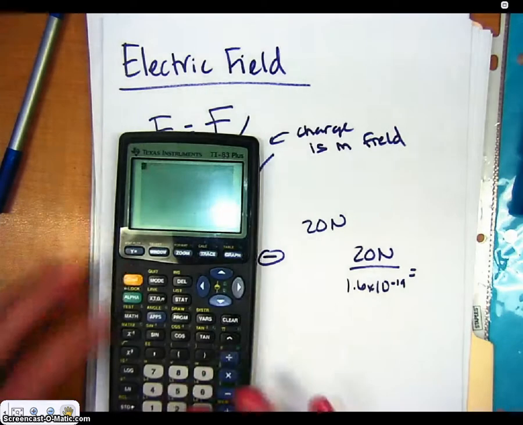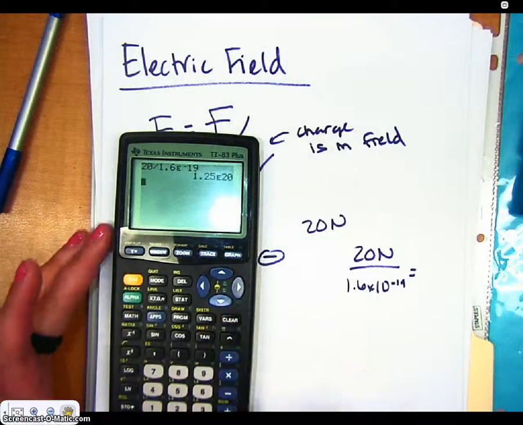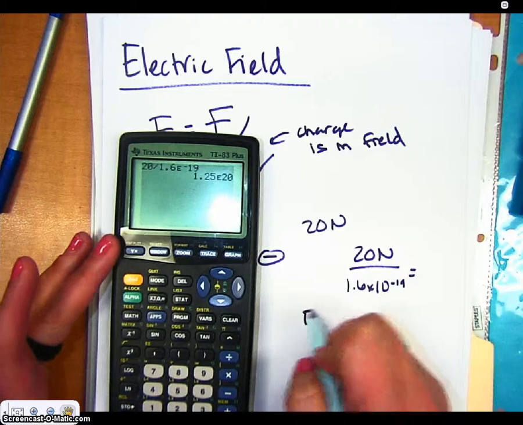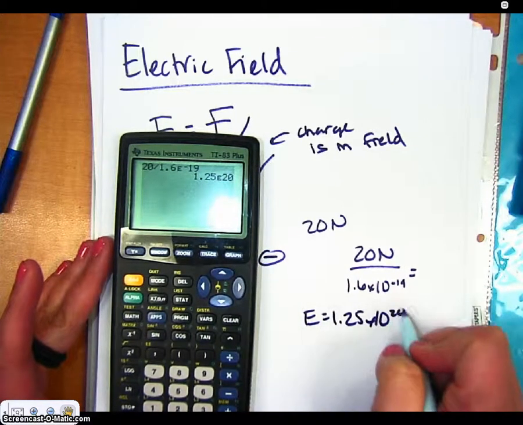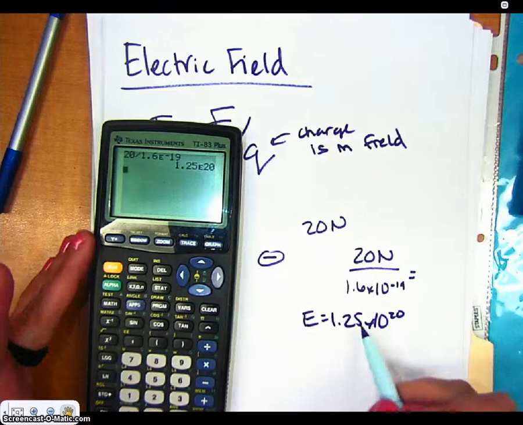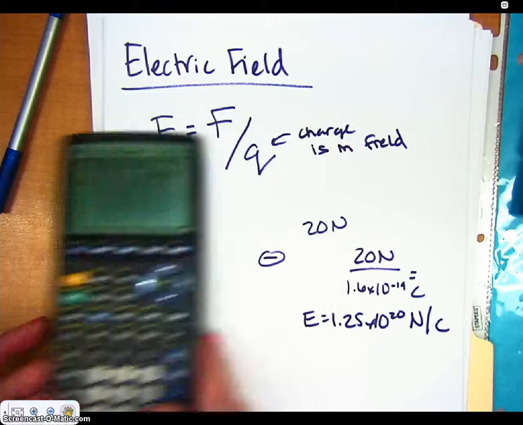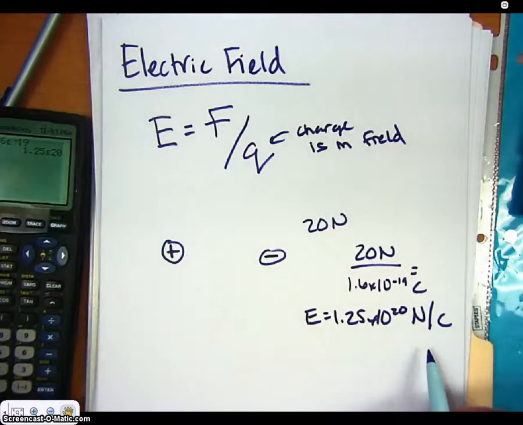And so let's just do that. 20 divided by 1.6 e to the negative 19th, which is E equal to 1.25 times 10 to the 20th. And the unit for that is actually newtons over coulombs. That's what we use for an electric field.